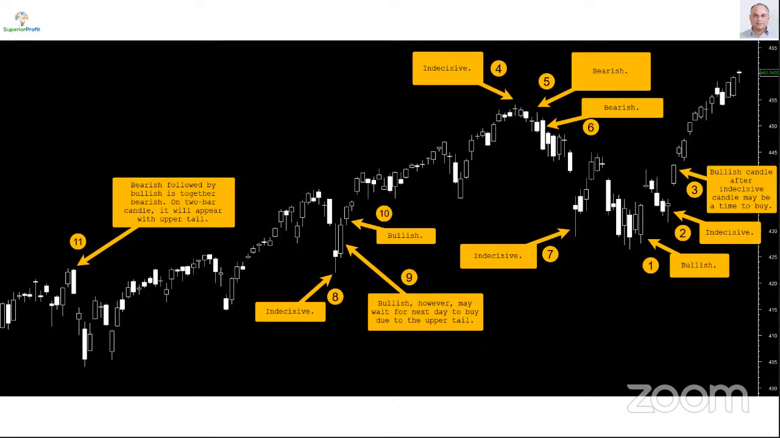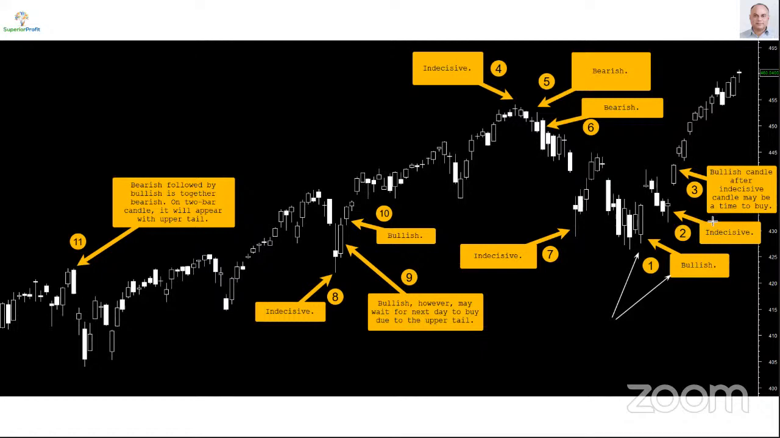This is a chart of candle patterns. Let's look at the numbers one by one. This candle, number 1, it has a long hollow body, bullish, lower tail, bullish. So this candle is bullish. This is bullish, number 1.